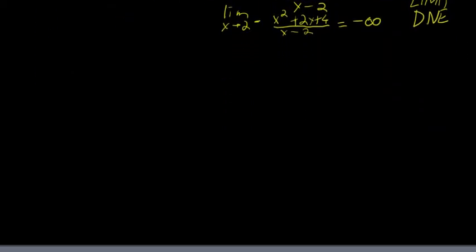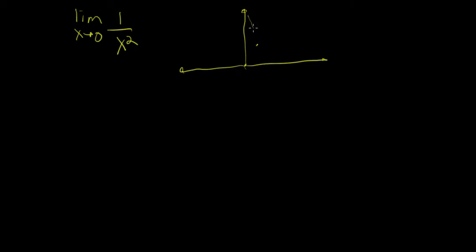We're going to look at an example where both left and right limits approach infinity, and one in which both left and right limits approach negative infinity. Those limits have a definite interpretation. So the limit as x tends to 0 of 1 over x squared. Hopefully you remember that 1 over x squared will look something like this.